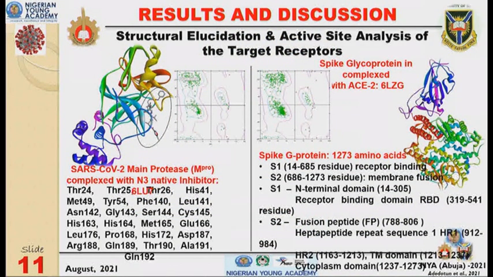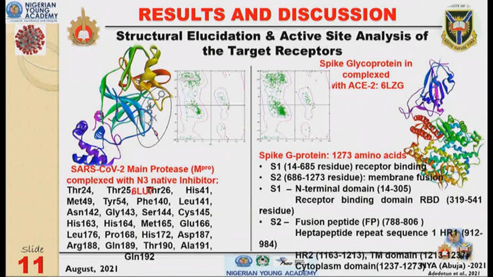This is the structural elucidation and active site analysis of the target receptor. These are the important amino acids in the active site of SARS-CoV-2 main protease. It has 3 domains, domain 1, 2, 3, and the active site is situated between domain 2 and domain 3 with all the important amino acids. Once again, it has 2 particular amino acids that are very important, and that is cysteine and histidine. The reason why we believe in this particular target receptor is that it has a cysteine-histidine dyad, and those are the important residues we have for the second protein. Because of our time, next slide.